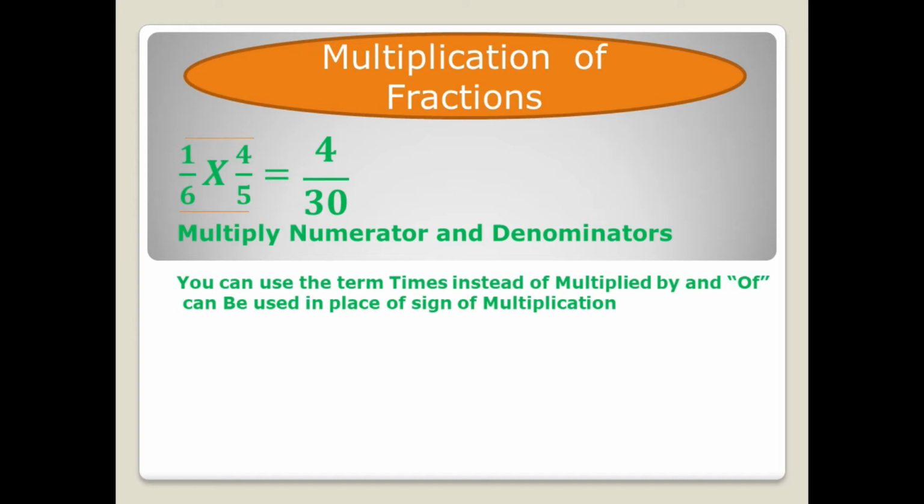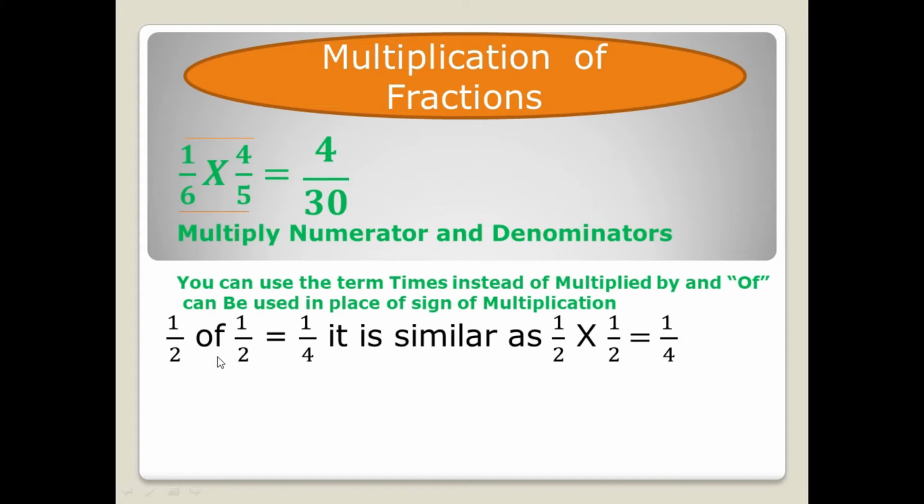As far as description is concerned, you can use the term times instead of multiplied by. You can say that 1 over 6 is multiplied by 4 over 5, and you can also say 1 over 6 times 4 by 5, and you can also write the word of in place of the multiplication sign. Have a look, we can write that half of half is equal to 1 by 4, or it can be written as 1 over 2 multiplied by 1 over 2 is equal to 1 over 4.